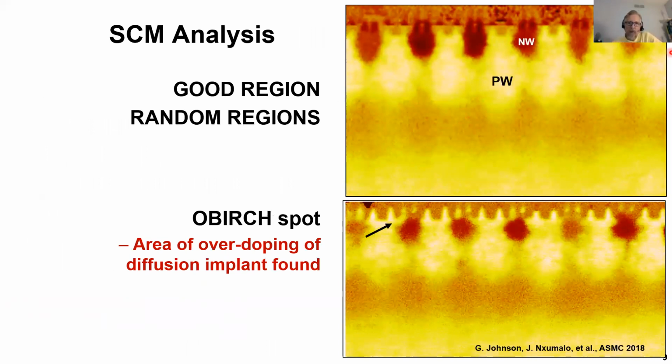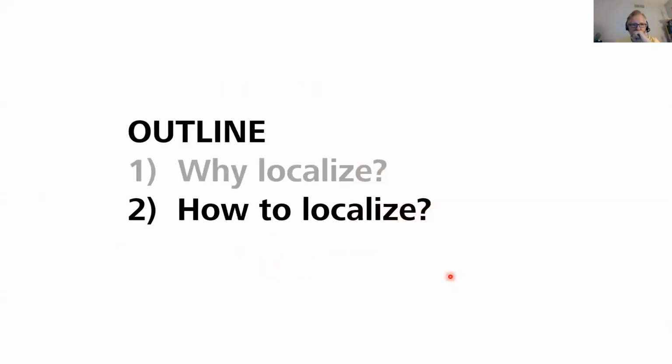We have a nice regular array of wells, nicely formed. However, at one of our OBIRCH spots, we can see very carefully here, you can see the yellow being the P-well or the P-type material. We have an area of over-doping of the diffusion implant. Thus, we learned that defect localization was able to find the exact spot of the leakage. Our next question is how to localize.